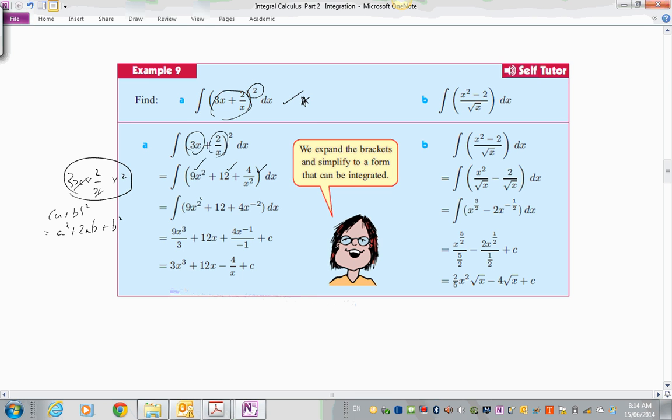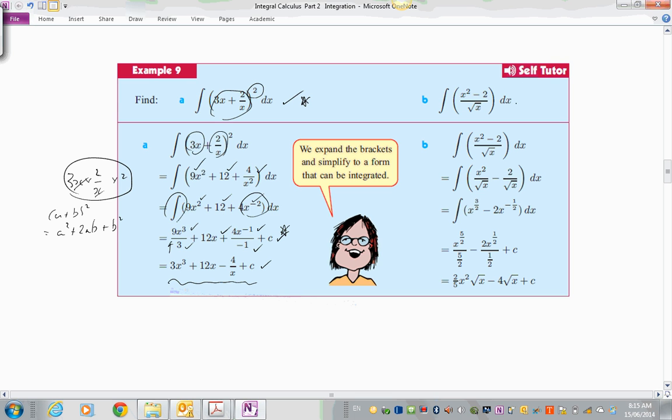So converting it all to powers of x, and then doing the integration, we remove the integration sign here, and 9x cubed on 3, 12x, and then increasing the power by 1. Negative 2 plus 1 is negative 1 divided by the new power. And so there we have our final function. Don't forget the c. As soon as you do the integration, you must have the constant there.